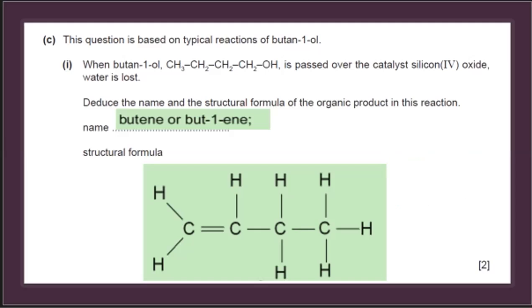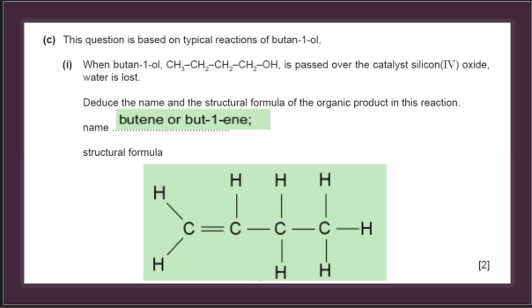All right, so let's see what they're asking us. Deduce the name and the structural formula of the organic product in this reaction. So the name would be butene or but-1-ene. Why? Because we have 4 carbons: 1, 2, 3, 4. So the name of the structure could be butene or but-1-ene if you put the OH on the first carbon.